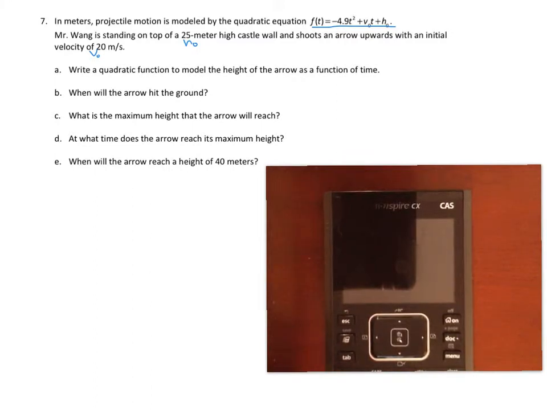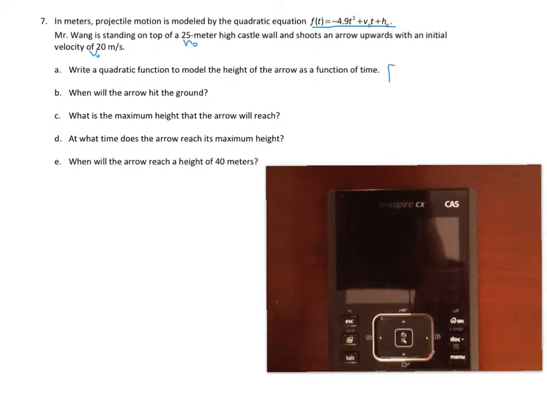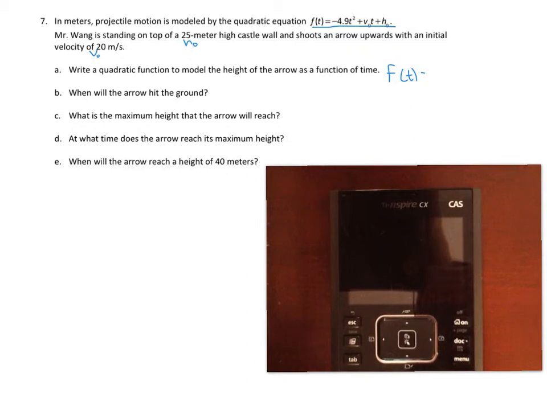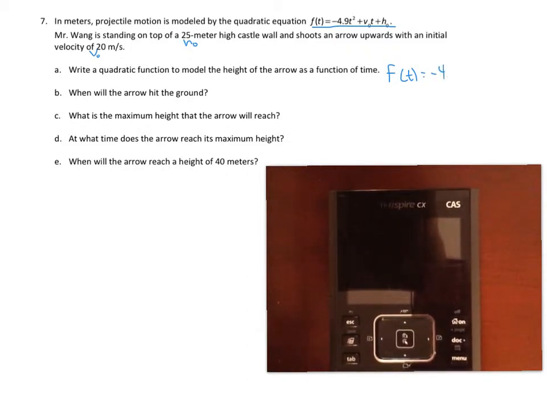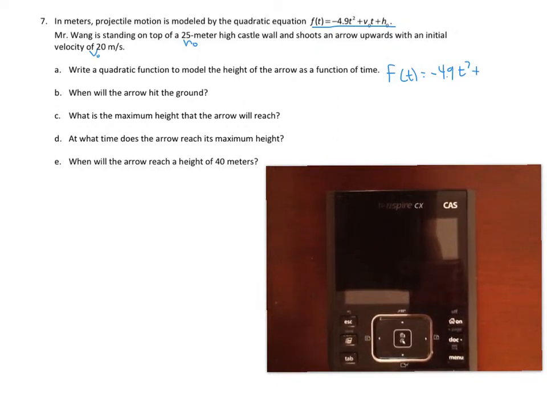And so to write the quadratic function, we're just going to plug those numbers in the right place in the formula, and we get f of t equals negative 4.9 t squared plus v naught, which is 20 t, plus h naught, which is 25.